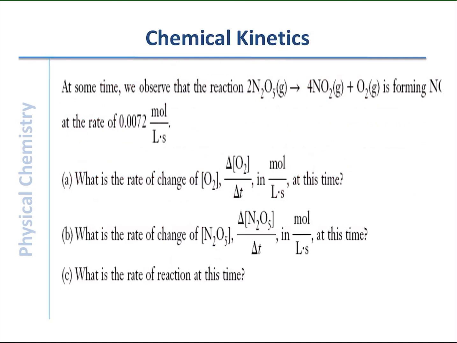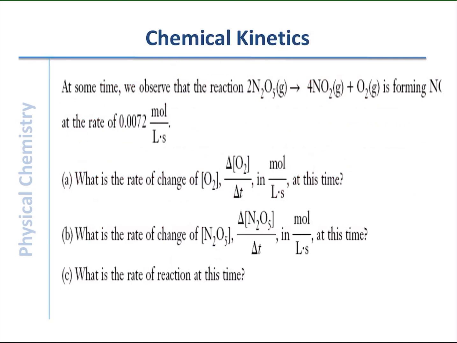Another example for this reaction of nitrogen pentoxide giving nitrogen dioxide and oxygen. What is the rate of change of oxygen at this time? What is the rate of change of nitrogen pentoxide at this time? And what is the rate of reaction generally at this time?